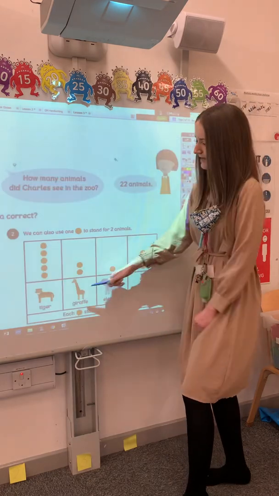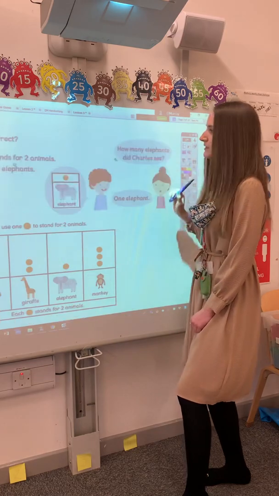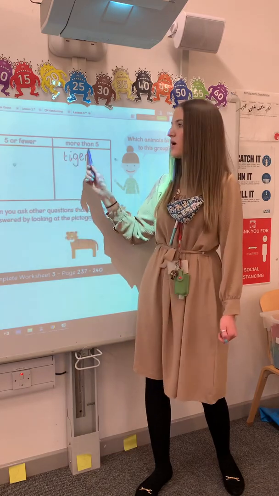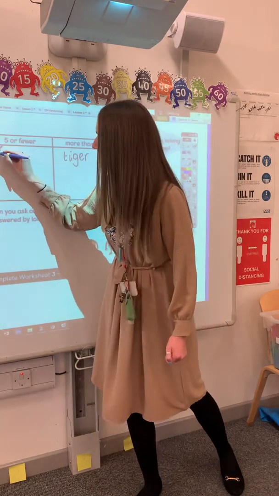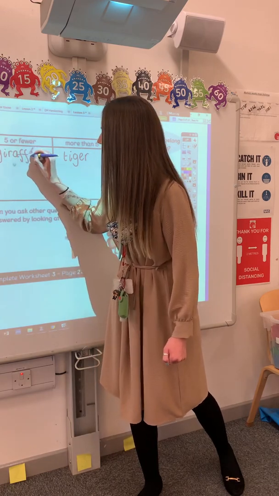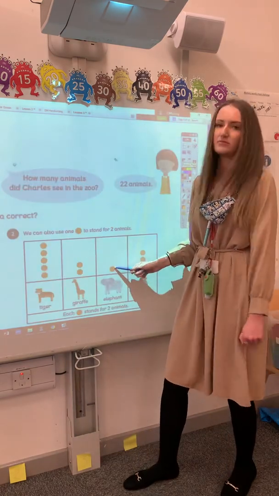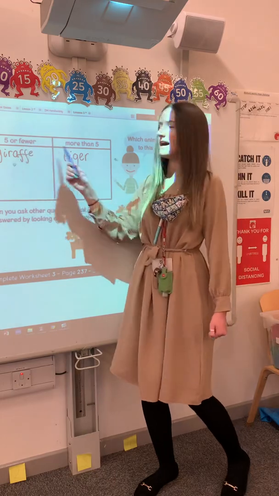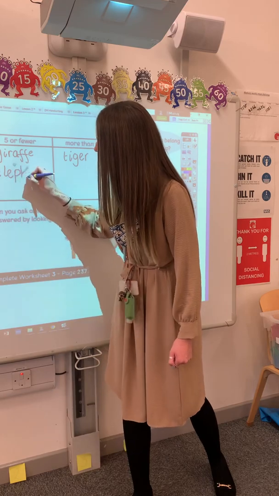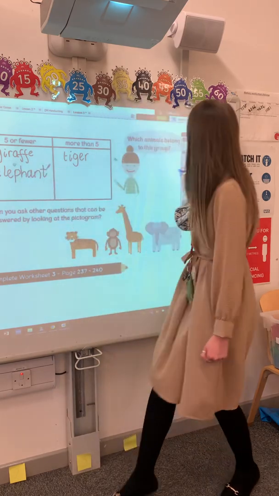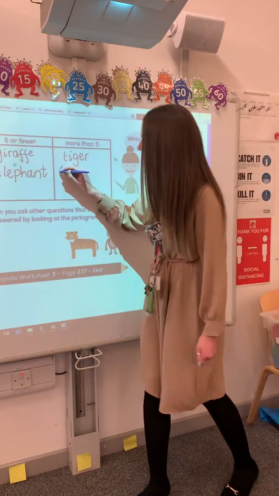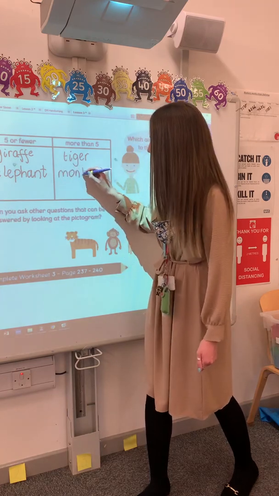Okay, what about giraffe? 2, 4. Will a giraffe go in 5 or fewer or more than 5? That's correct, 5 or fewer, because 4 is fewer than 5. Okay. The elephant, 2. Elephant, 5 or fewer or more than 5? Correct, 5 or fewer, because 2 is fewer than 5. And the last one, the monkeys, 2, 4, 6. It is more than 5 because 6 is more than 5.